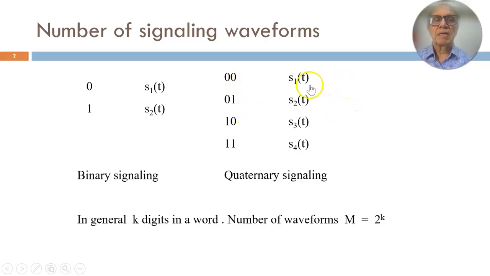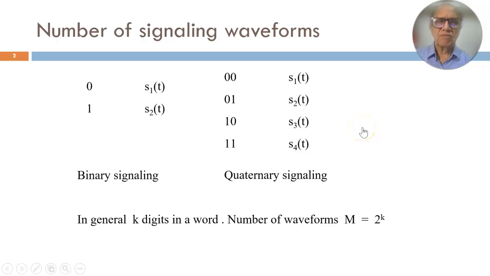Now, we have already studied how S1(t), S2(t), S3(t), S4(t) can be generated. In one simple example, we said that you can simply use a pulse of differing amplitude. S1(t) will be a pulse of certain finite duration of one amplitude. S2(t) could have a larger amplitude, S3(t) further, and so on. That is one way of doing it.